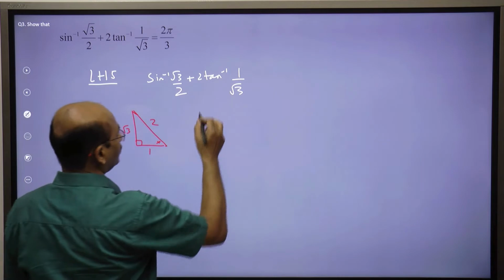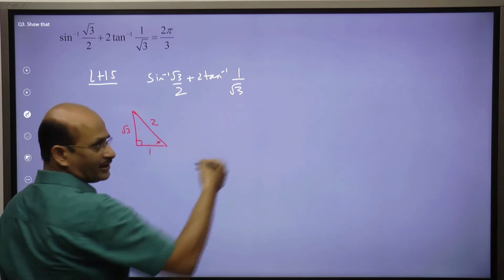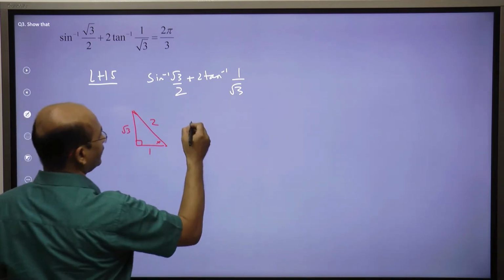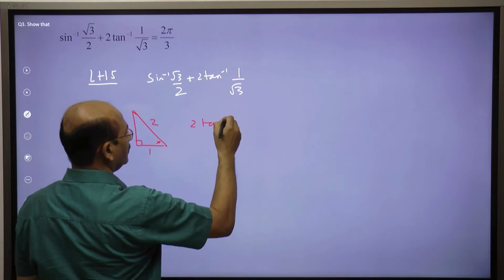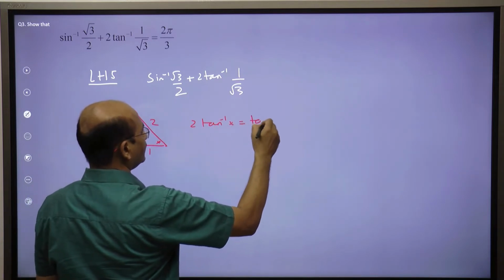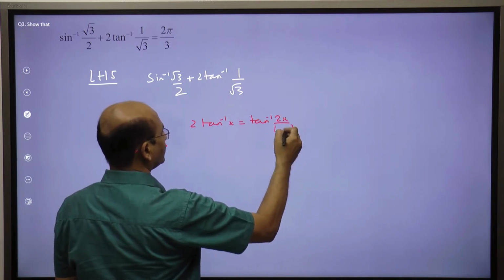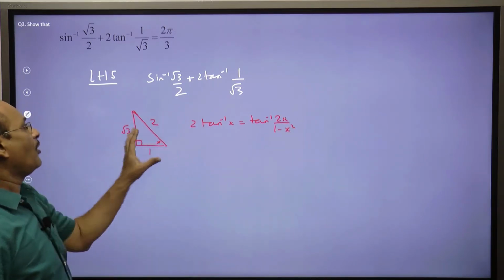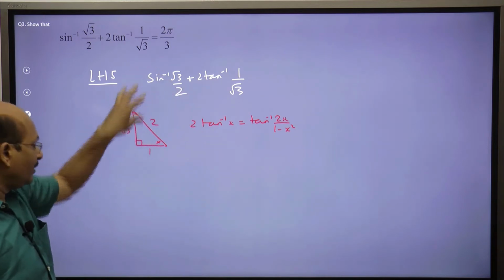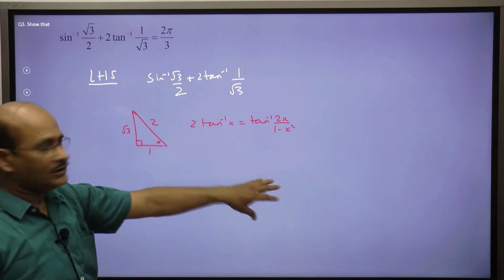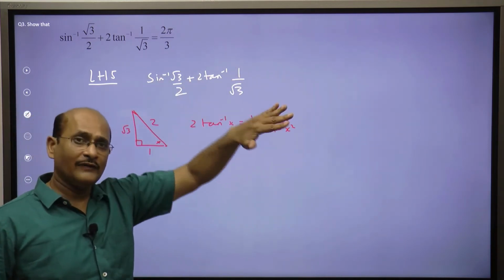So similarly here, 2 tan inverse x, I can write in terms of tan inverse x. So 2 tan inverse x, I can write as tan inverse 2x upon 1 minus x square. So basically these are the two formulas I am going to apply to convert this into tan inverse, this into tan inverse. 2 tan inverse x you can also convert into sin inverse.